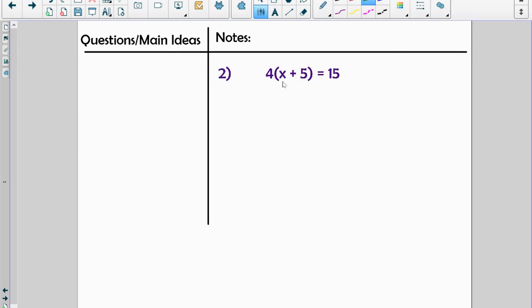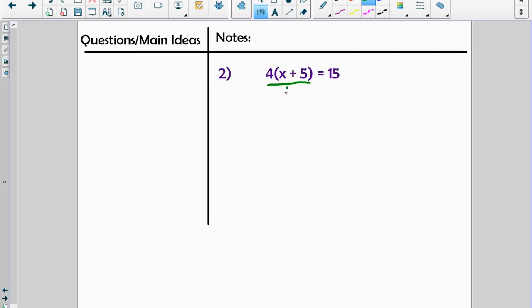Well, if we wanted to try to simplify this, we can't add x and 5 together because they're not like terms. We could multiply 4 times x plus 5. We'd be using the distributive property. But I wonder, could we, instead of distributing the 4, undo this multiplication? Well, let's see what that would look like.